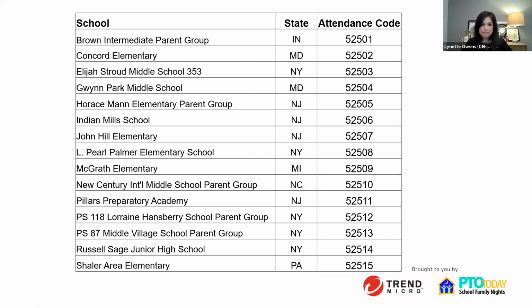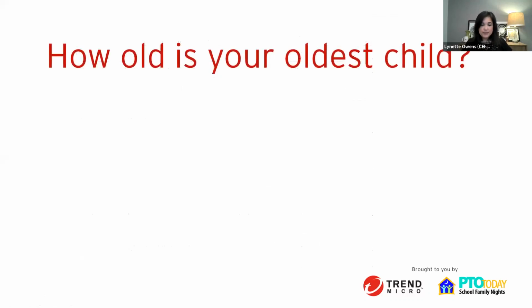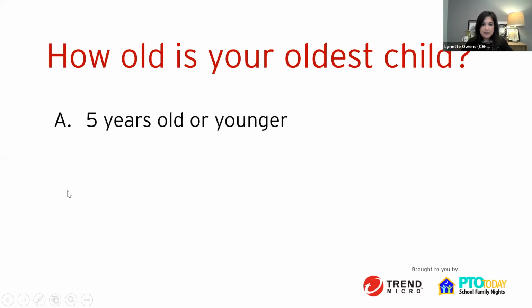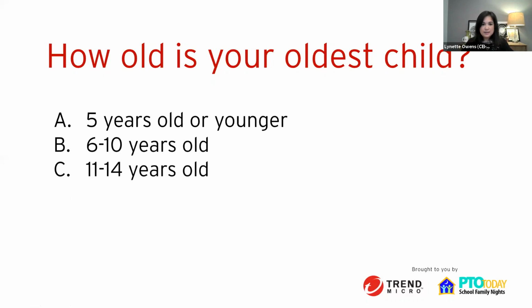Let me tell you a little bit about me, but before I do that, I'm going to ask you a little bit about you. Using the polling option, how old is your oldest child? Are they A, 5 years old or younger, B, 6 to 10 years old, C, 11 to 14 years old, or D, 15 and older? How old is your oldest child? A, B, C, or D?